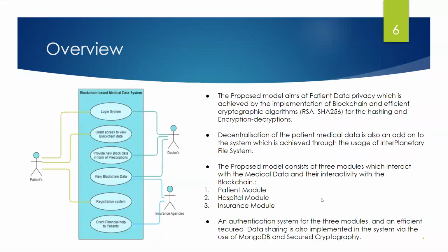The model has three major actors or modules that are interacting with the blockchain medical data system. Each of them has a dedicated login system in common, and the credentials are stored in MongoDB for the purpose of authentication. The patient interface has a registration system, and the form data will be used to add the genesis blocks for the patients. Patients have the privilege to grant access to doctors so that doctors can provide new prescriptions and add to the patient's chain. And also patients can grant access to the insurance to claim the insurance amount.